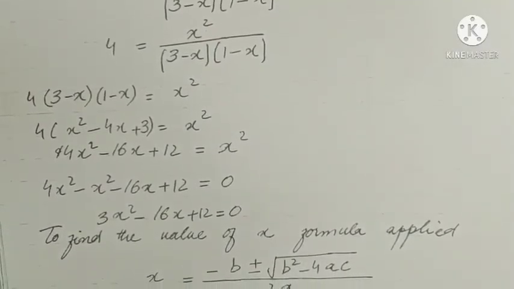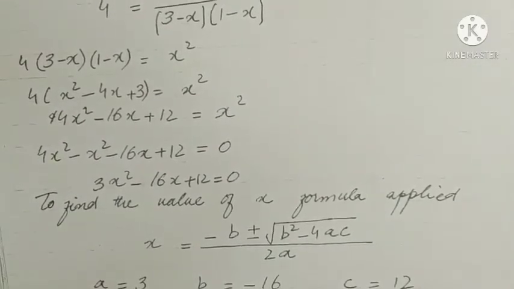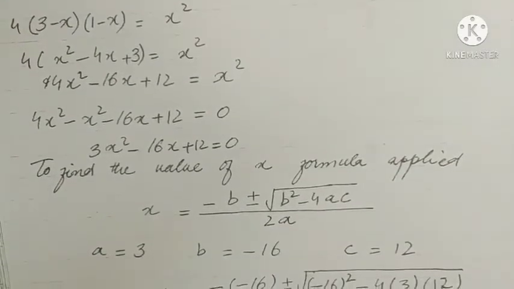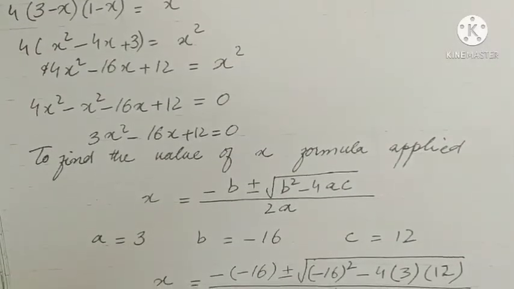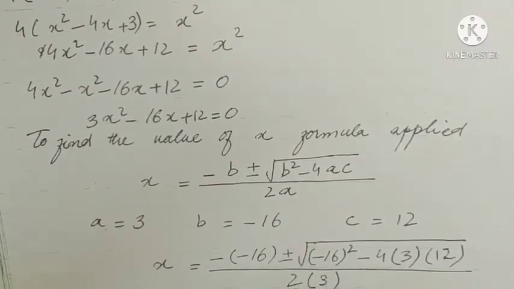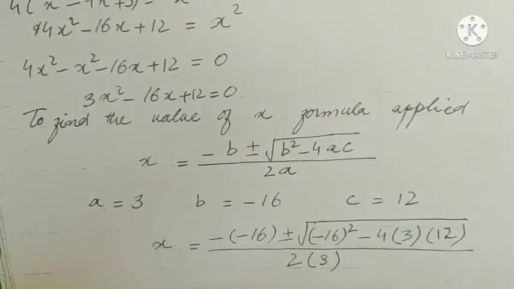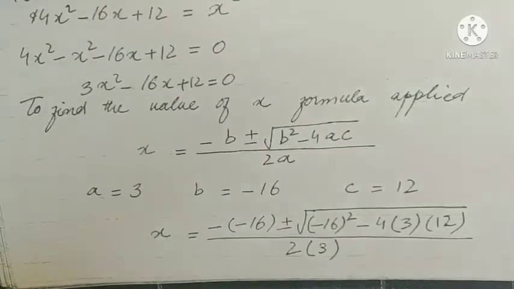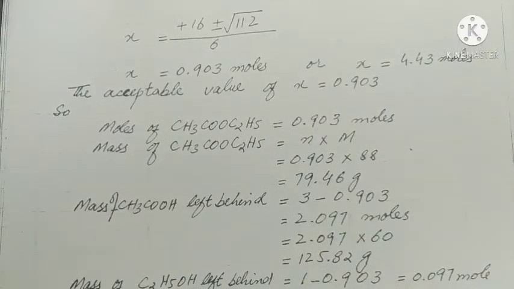To find the value of x, the formula applied is x is equal to minus b plus minus square root of b square minus 4ac, divided by 2a. Here a is equal to 3, b is equal to minus 16, and c is equal to 12. Put these values in the above equation. x is equal to minus into minus 16 plus minus square root of 16 square minus 4 into 3 into 12, divided by 2 into 3. x is equal to plus 16 plus minus square root of 112, divided by 6.